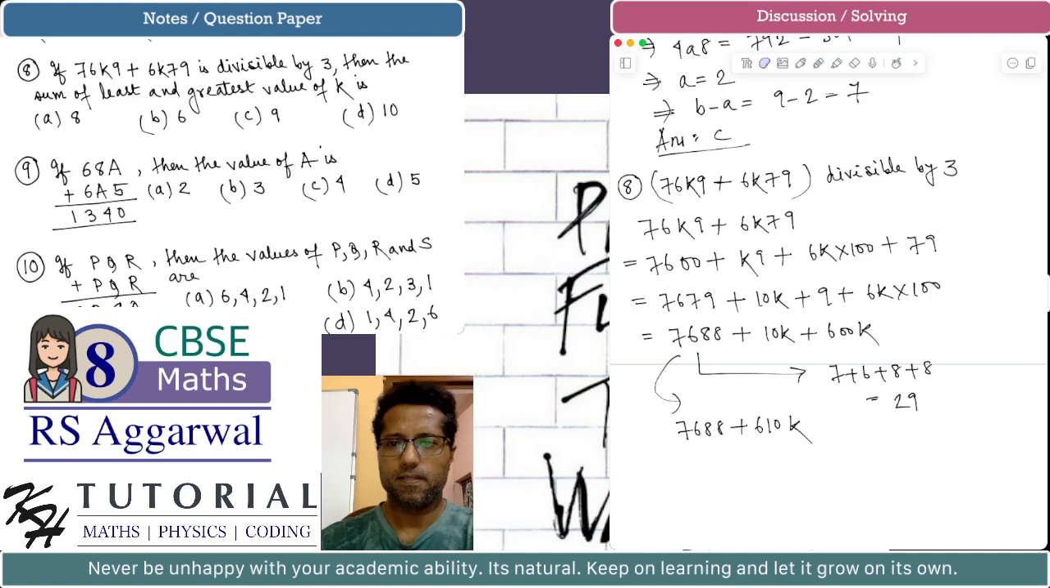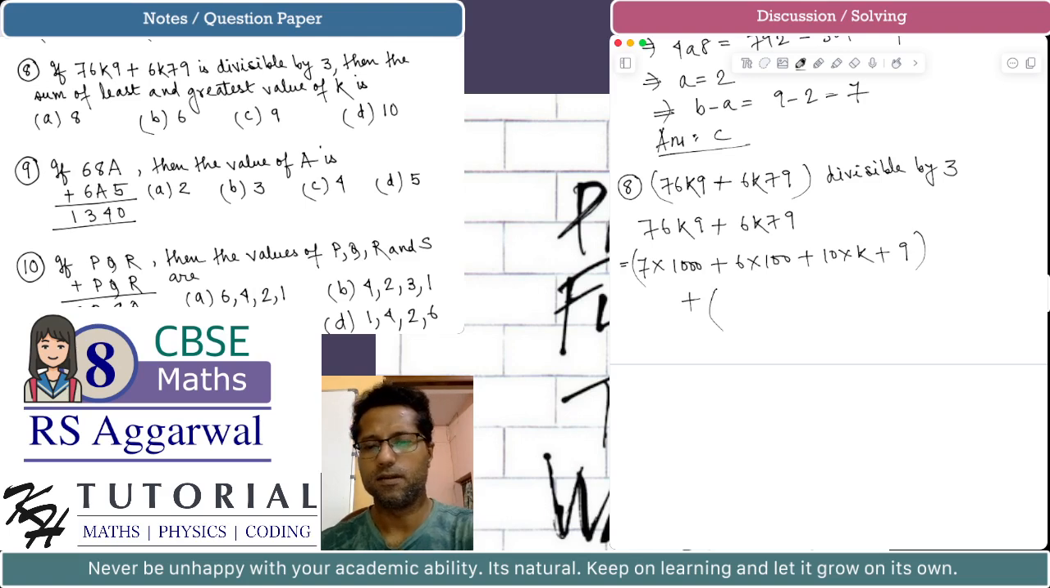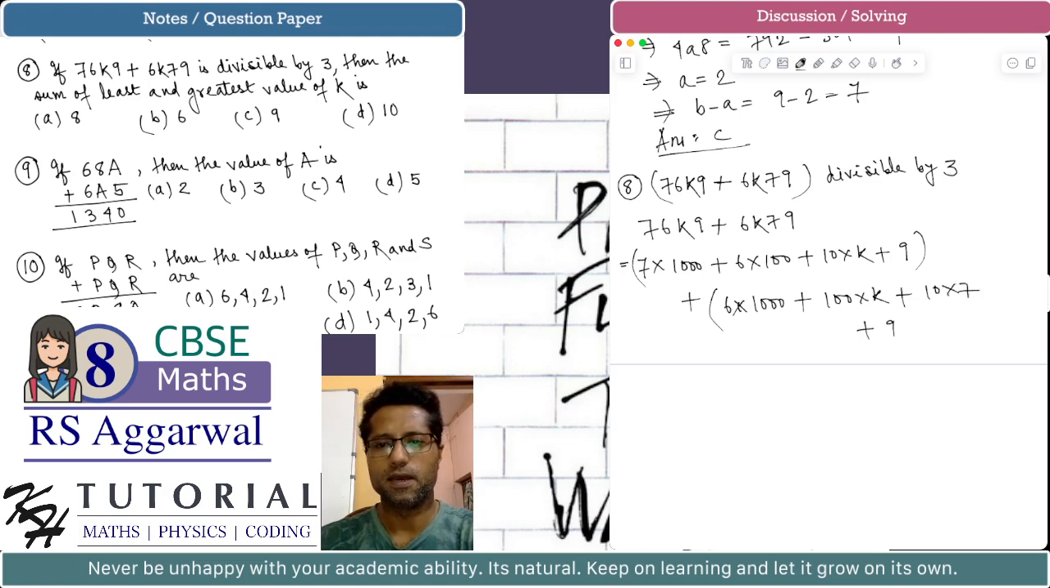So let me do it once again. If we expand it using the general form, we have 7 multiplied by 1000 plus 6 multiplied by 100 plus 10 multiplied by k plus 9, and plus for the second number we have 6 multiplied by 1000 plus 100 multiplied by k plus 10 multiplied by 7 plus 9.